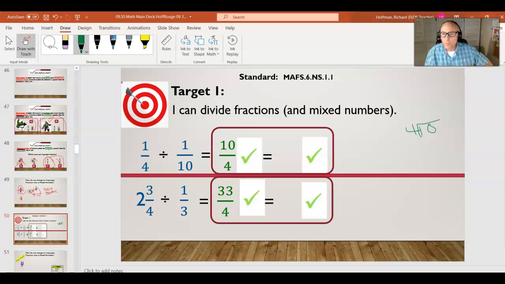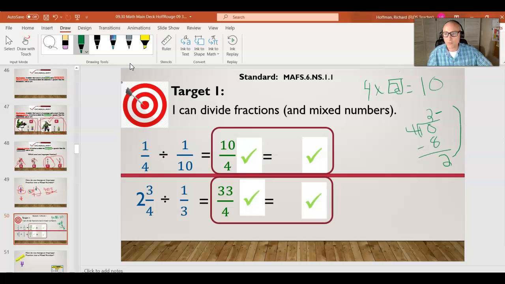What does 4 times something equal? 4 times something equals 10. What do we multiply 4 by to get as close to 10 as possible? It might equal 10, but not going over 10. It has to be a whole number. It's going to be 2, and that's going to be 8. So 4 times 2 is 8. 10 minus 8 is 2, so it's going to be 2 and, whoa, wait a minute, 2, we got to turn this into a fraction.